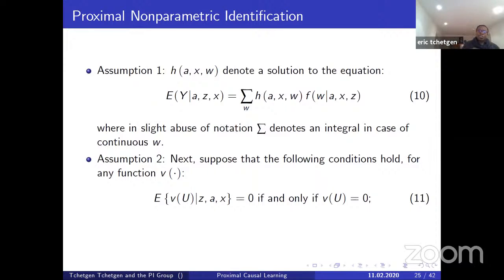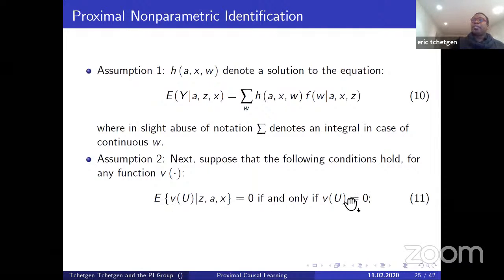All right, assumption 2. Let's suppose that the following conditions hold for any function V, which may depend on A, Z, and X. The conditional mean of V given A, Z, and X is equal to 0 if and only if V is 0. This is also a familiar assumption, known as the completeness condition, also familiar in the IV literature. This is not a testable assumption, since it involves U. The first one is a testable assumption. This one is not a testable assumption.